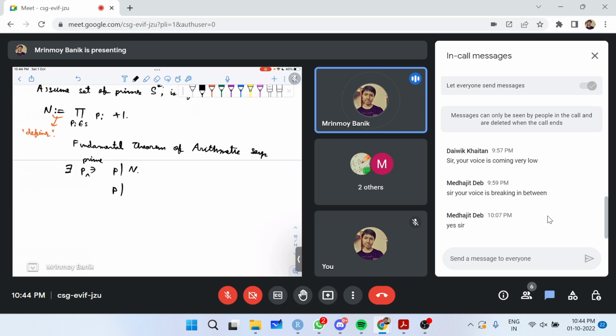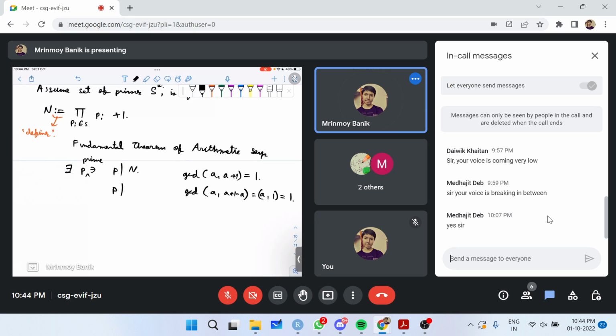Consecutive numbers are co-prime, like a and a plus 1. So the GCD of a and a plus 1 is 1. Why is that true? Since the GCD of a and a plus 1 is the same as the GCD of a and 1 by Euclid's algorithm: a plus 1 minus a is 1, and that gives a and 1. Of course, the GCD of a and 1 is 1. So consecutive numbers are co-prime.